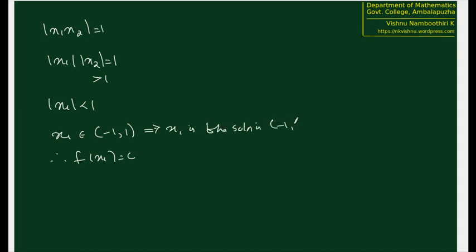in (-1, 1). So in either case, we get f of x2 equal to c or f of x1 equal to c. Therefore, c has a pre-image x1 or x2. Therefore, f is onto. So we established that f is one-one and f is onto. Therefore, (-1, 1) has the same cardinality as R. This is quite surprising because (-1, 1) is really a small subset of R. It's very small in the sense that R is an infinite interval and (-1, 1) is a very small interval, but still their cardinalities are the same.